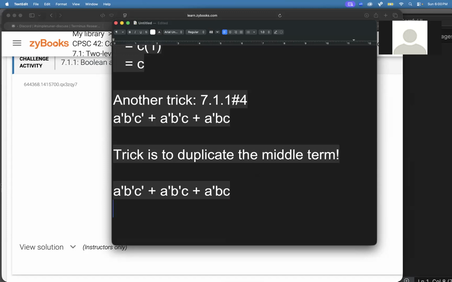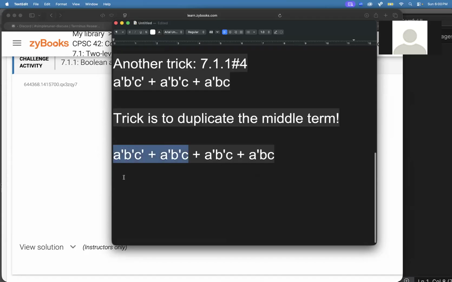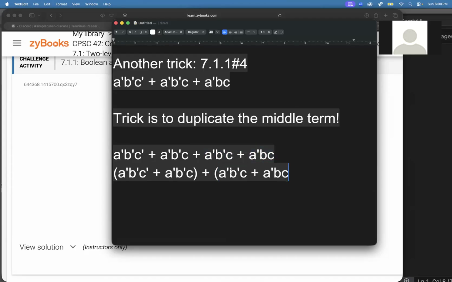So the trick will be to duplicate the middle term. You just add another one of these here, so now you have two of the same thing in the middle. Now you can basically just group these first two and deal with them, and then group the second two and deal with them separately. On the first group, they both have a not A and a not B in common. So you factor out the not A, not B, and you'll be left with not C plus C, right, from those first two.